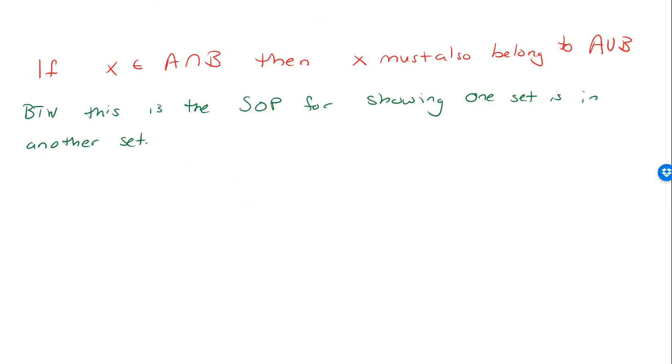All right, so I copied and pasted that statement. If x belongs to A intersect B, then x must belong to A union B. This is the standard operating procedure for showing one set is inside another set.